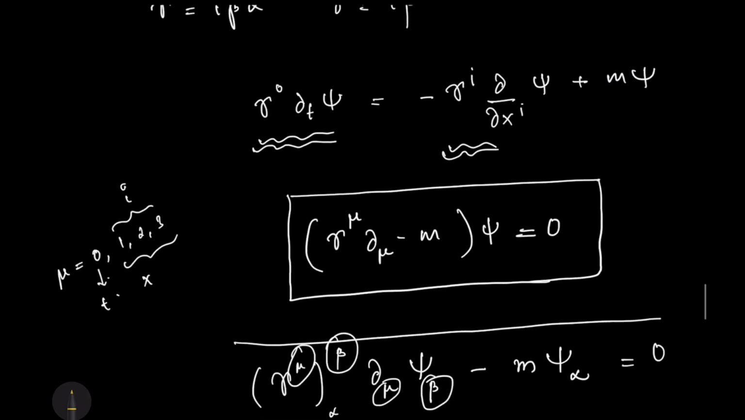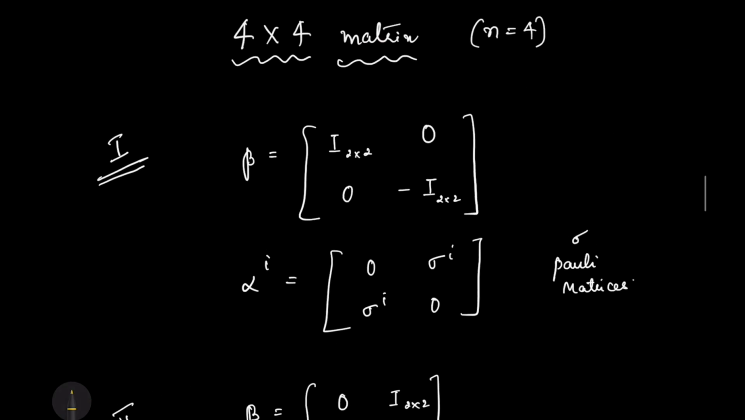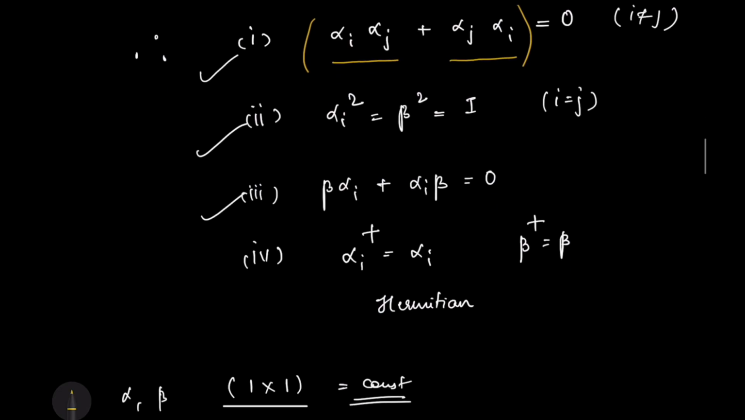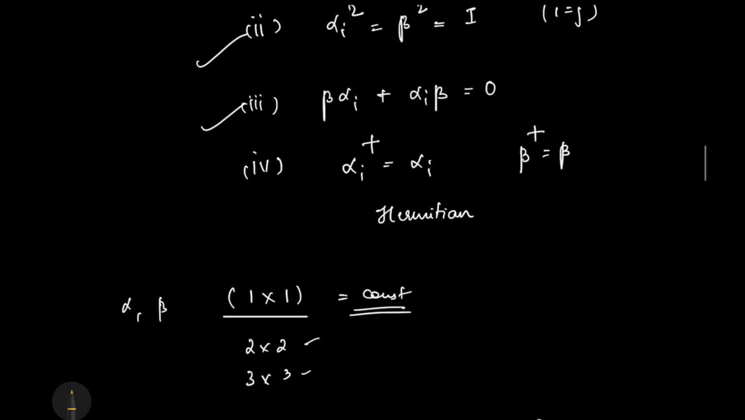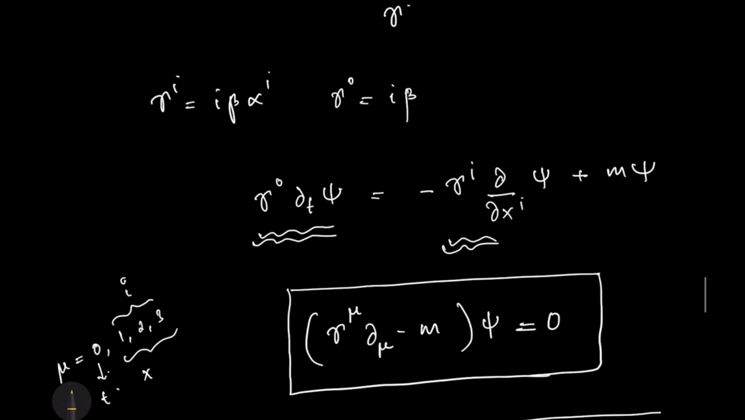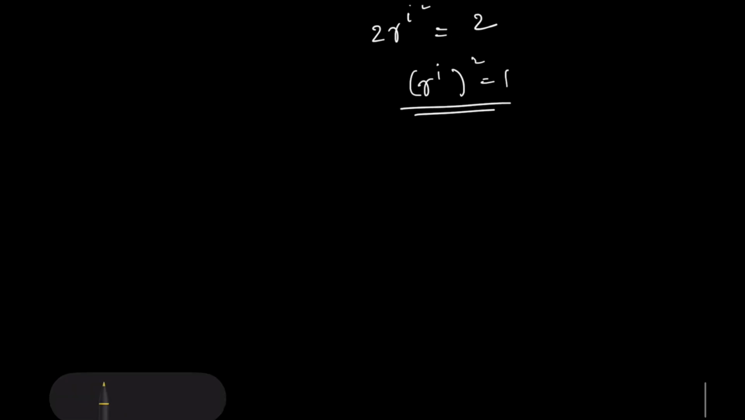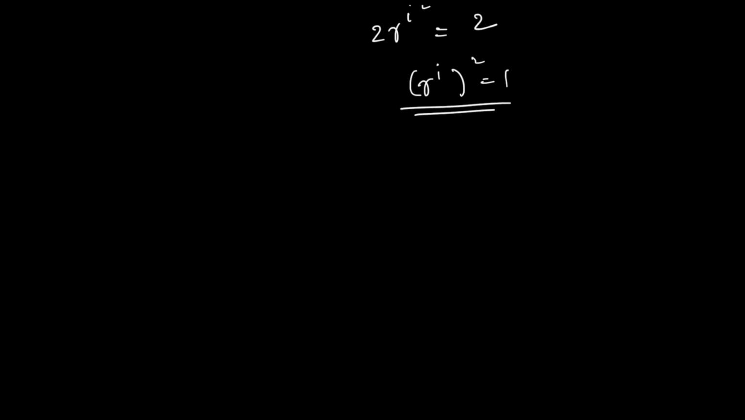And finally, we have to change the notation of the fourth condition. So what was the fourth condition? The Hermitian matrices, right? Alpha I dagger is equal to alpha I and beta dagger is equal to beta, which means that alpha and beta are Hermitian. Similarly, you have to write the Hermitian condition for gamma also. So the final condition, I will write gamma 0 dagger is equal to minus gamma 0 and gamma I dagger is equal to gamma I.